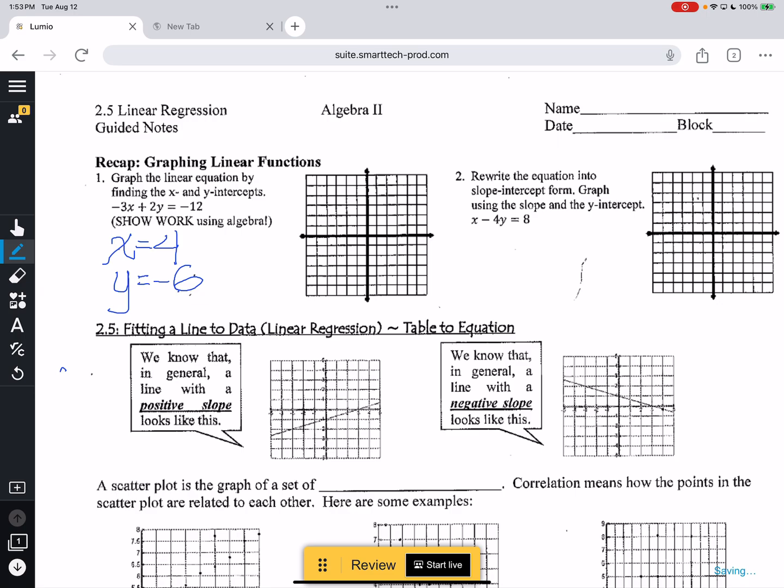Are y'all good with that? You see how we got it? You said negative 3x equals negative 12. And then you said 2y equals negative 12, and then that gives you negative 6. So then, remember the x is the one going across. 1, 2, 3, 4. The y is up and down. And here is our line.